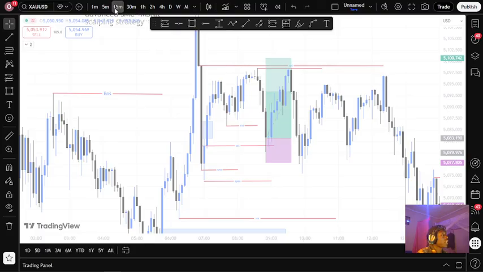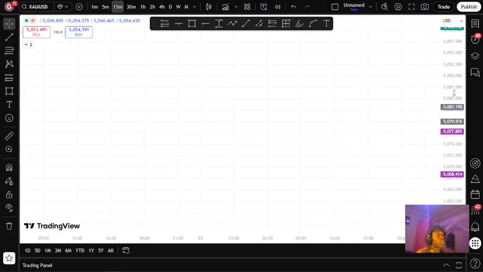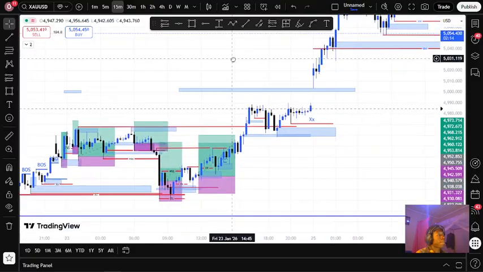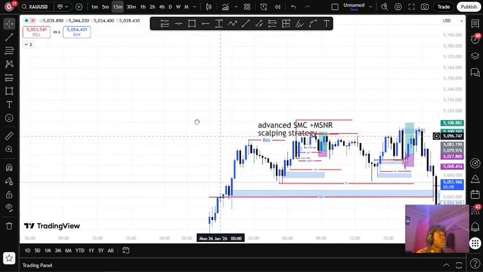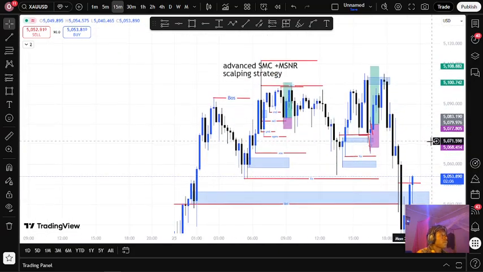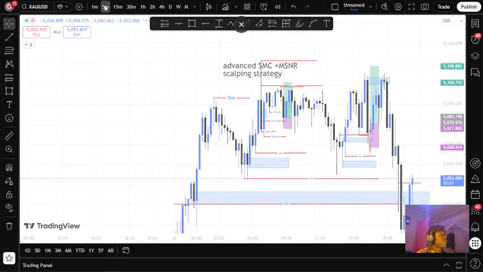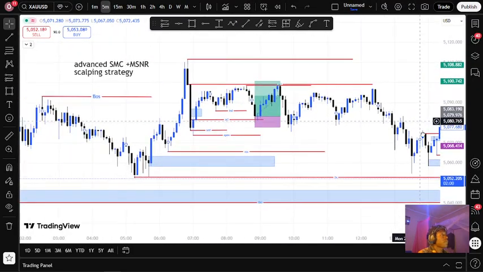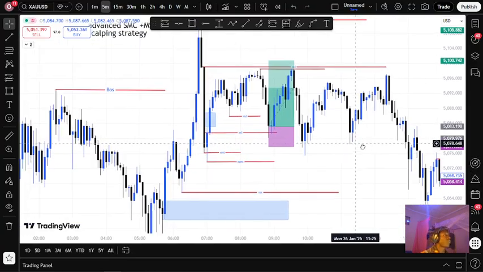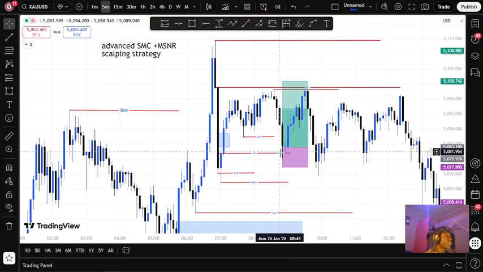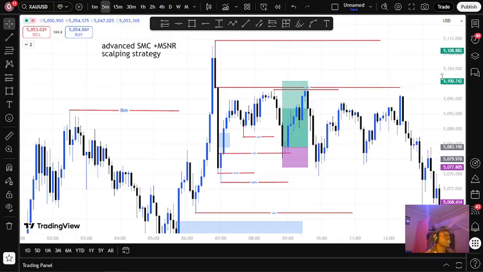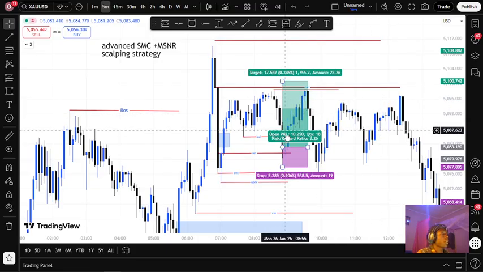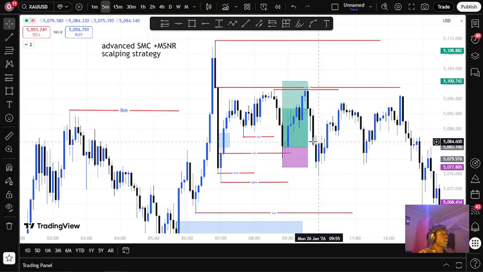I personally took a trade at this point here, after the reaction of the OCL, after it took the inducement, targeting 51.100, and it was a 1:3 RR.